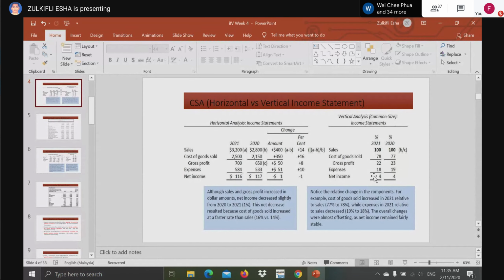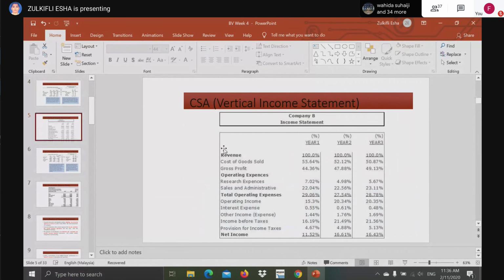So again, it will be the same for 2021. Has anybody checked the figure? Is it correct? 2,150 from 2,800 is 77%. Has anybody done some calculation to check the percentage, whether it is correct or not? So you do some checking. So this is how we present.